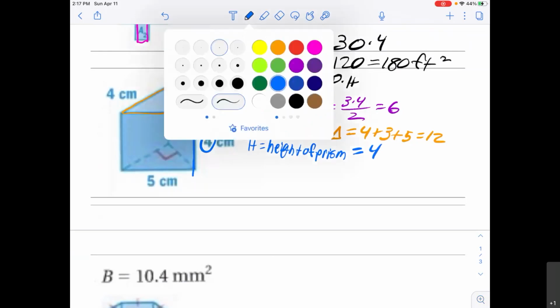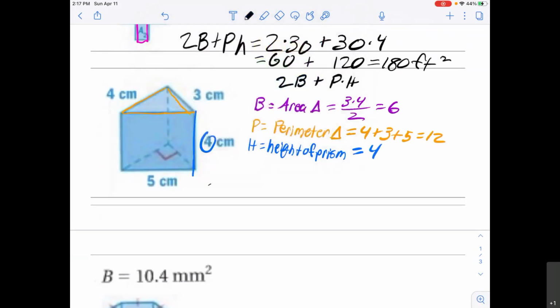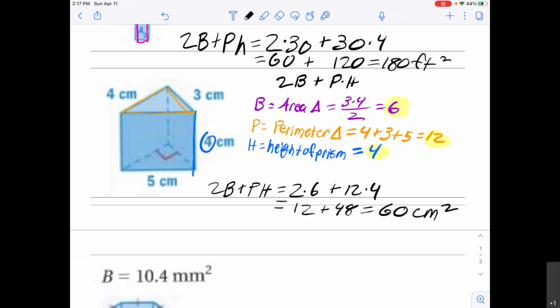Now I can just go back and fill into my formula. 2b plus ph. That equals 2 times b, my base, which is 6, plus p, my perimeter of 12, times my height of 4. 2 times 6 is 12, and 12 times 4 is 48. Adding those together, I get a surface area of 60 centimeters squared.